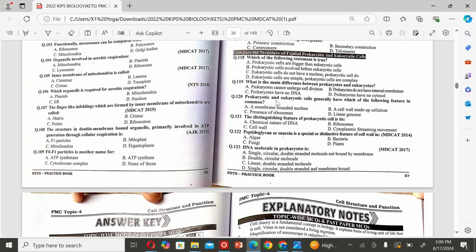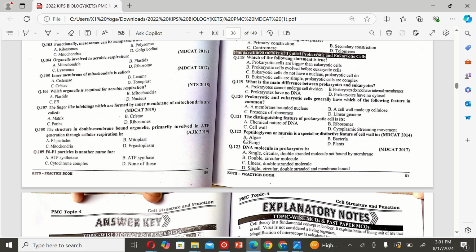The next MCQ is: prokaryotic and eukaryotic cells generally have which of the following features in common? A. A membrane bounded nucleus, B. A cell wall made up of cellulose, C. Presence of ribosome, and D. Linear genome. So the correct option is C. Presence of ribosome. The next MCQ is: the distinguishing feature of a prokaryotic cell is its A. Chemical nature of DNA, B. Ribosomes, C. Cell wall, and D. Cytoplasmic streaming movement. So the correct option is C.